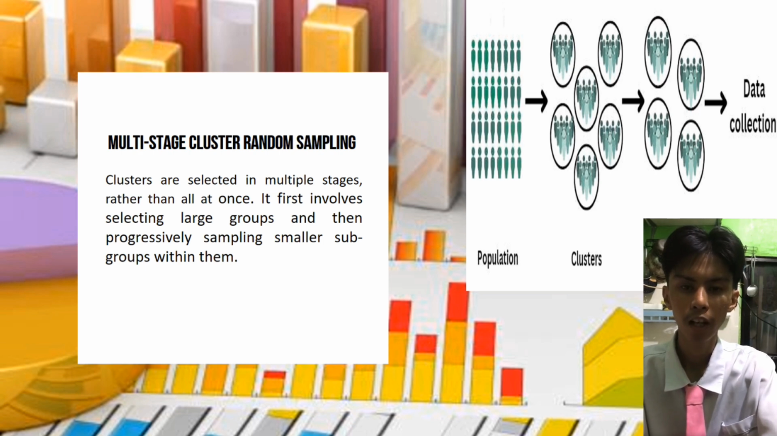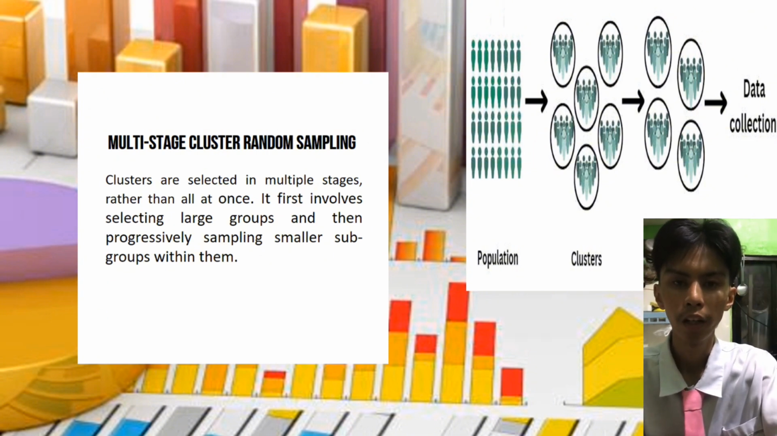Steps to consider in using multi-stage cluster sampling. Step 1. A researcher wants to study students' performance across the country. Instead of sampling individual students, they randomly select regions or states within the country. Step 2. From the selected regions or states, they randomly select school districts. Step 3. Within the chosen school districts, they randomly select schools. And Step 4. Within the selected schools, they randomly select students to participate.